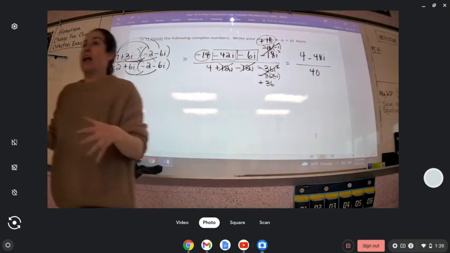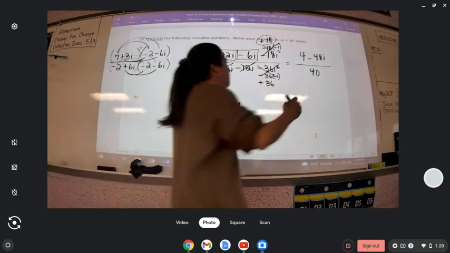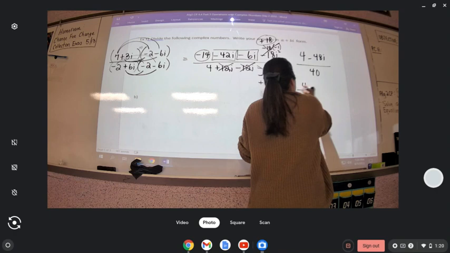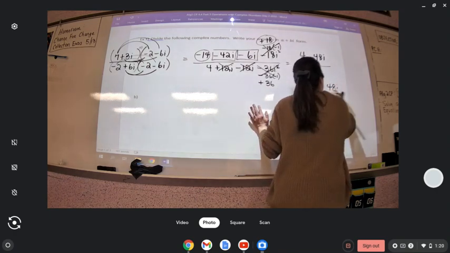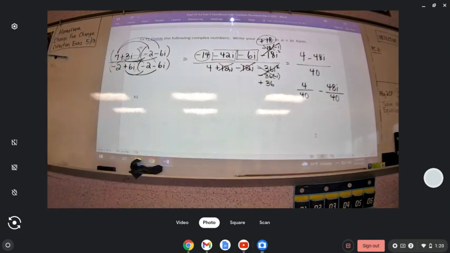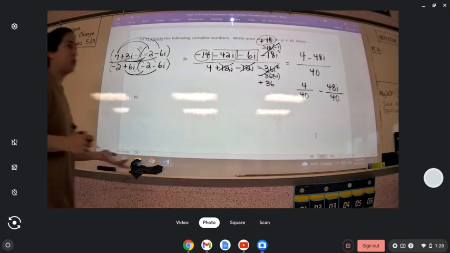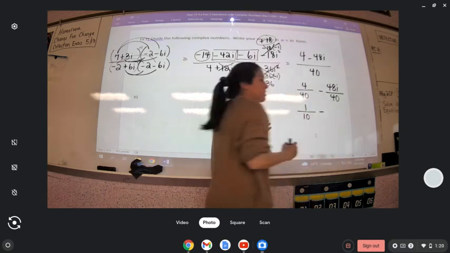Now we can divide. Now we're dividing by a real number. So now let's split them and let's create our A plus BI form, and we'll divide our separate fractions. Okay. Well, guys, unfortunately, these ones aren't going to divide, so we're going to try to reduce, and if they don't reduce, you leave them. What does 4 over 40 reduce to then? 1/10.